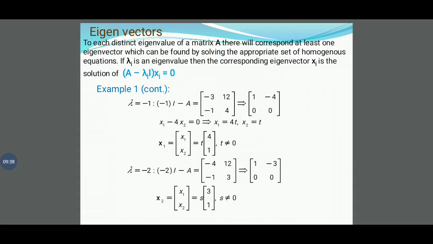For the 2 by 2 matrix, suppose lambda is equal to minus 1. Then what is our equation? We have considered lambda I minus A, that is minus 1 into I minus A. Just subtract the diagonal elements of A from minus 1, and we get minus 3, minus 12, minus 1, minus 4. By using elementary transformation we can make the first row 0, as it is a multiple of 3.